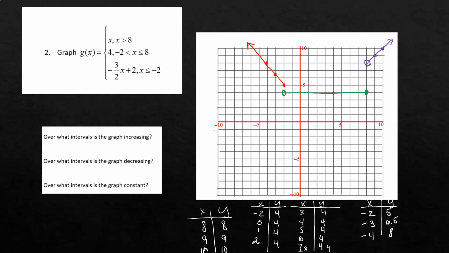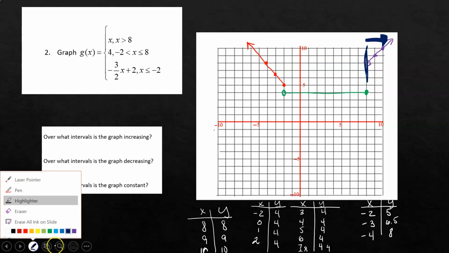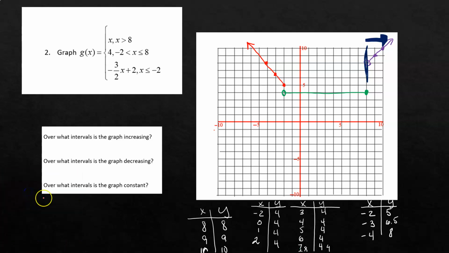All right, now comes the tricky part here. Over what intervals is the graph increasing? Remember, we're going left to right. So it starts increasing right here. And then it goes on forever that way. So it is increasing from 8, and then it goes all the way forever left, so to infinity. No brackets here.